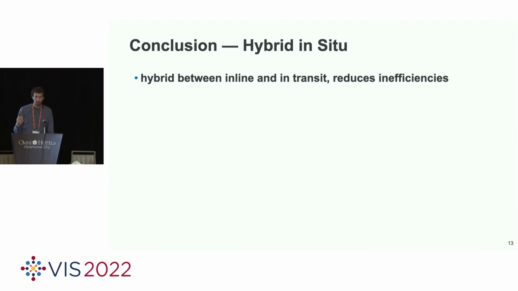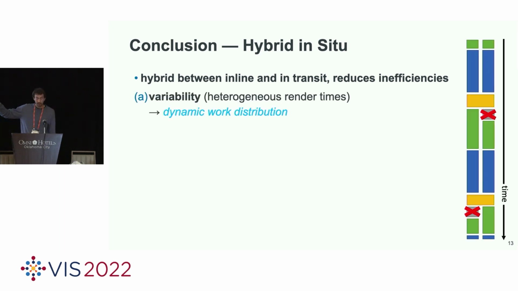In conclusion, we propose a hybrid between inline and transit techniques, and it reduces 4 general classes of inefficiencies that we identified with inline and in situ visualization methods. Variability is an issue caused by heterogeneous visualization workloads. In our case, this concerns varying render times that you have from data that stem from different simulation nodes. Hybrid in situ addresses this inefficiency by dynamically distributing work to other resources.